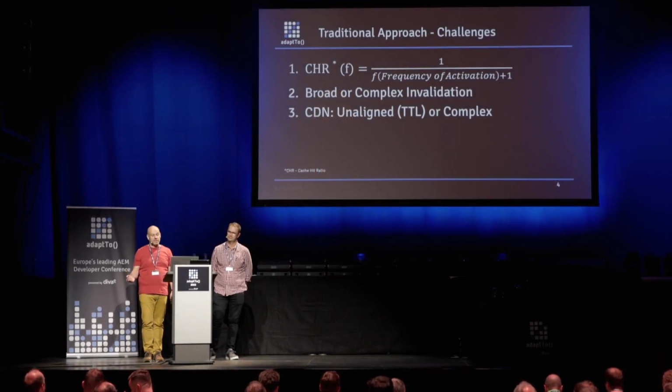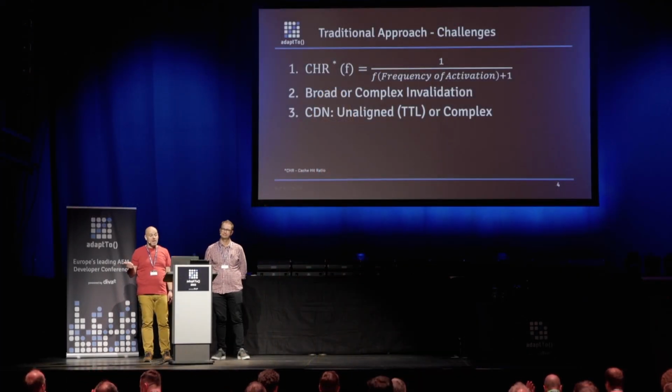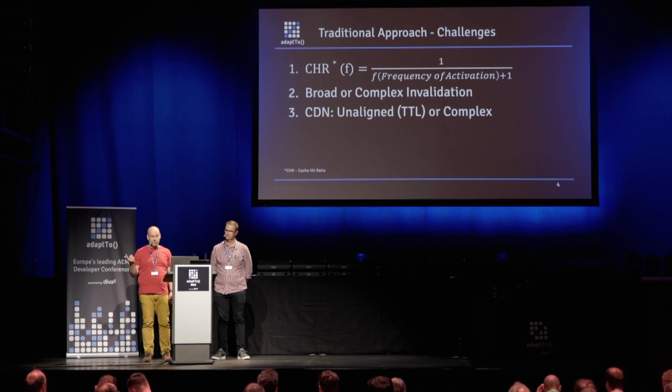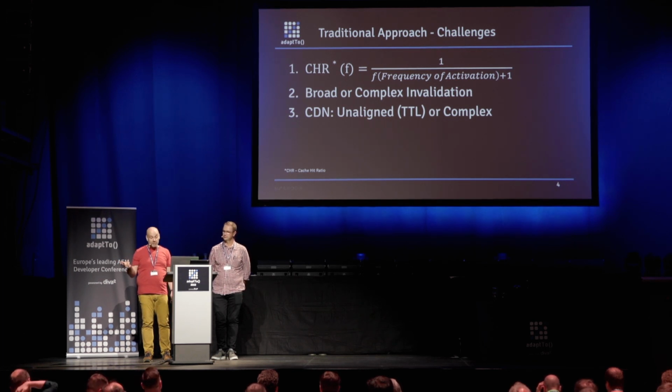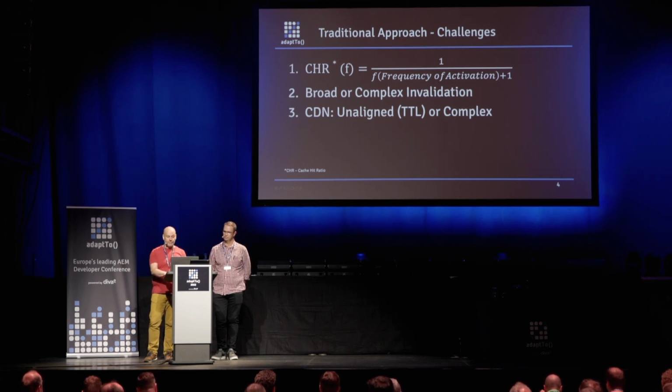So what are the challenges with that? Number one, your cache hit ratio is a function of how often authors activate content. Number two, you invalidate very broadly, like entire websites, or it gets quite complicated. And number three, looking at how this relates to the CDN, this is either unaligned with how the CDN works, or it gets very complex again. Let's look at each of these.